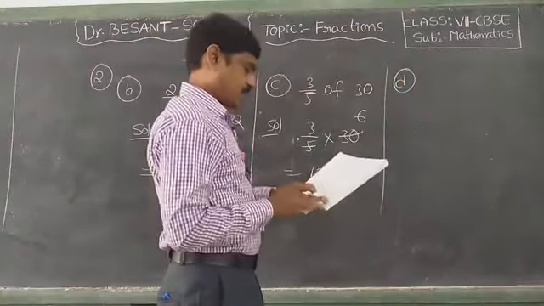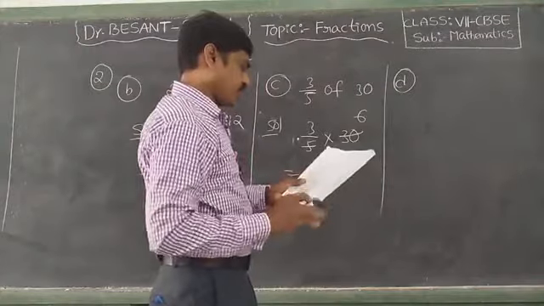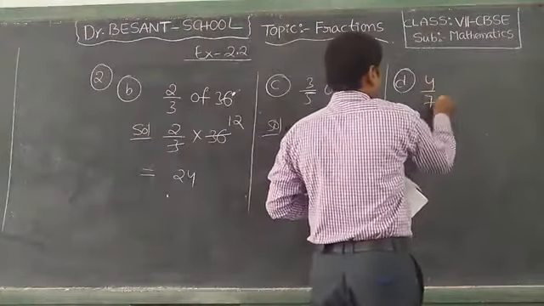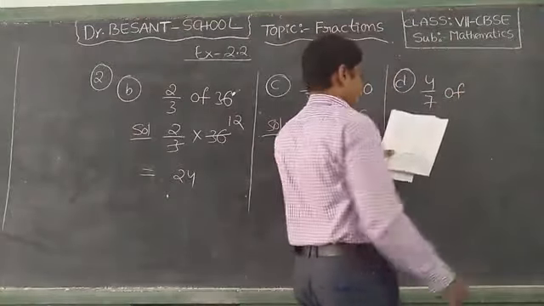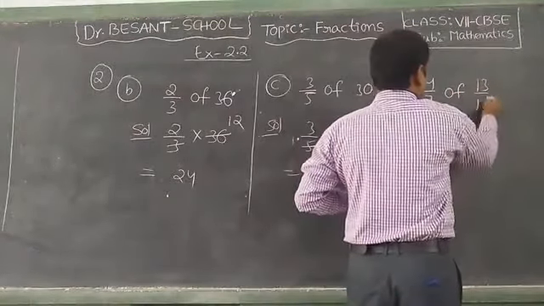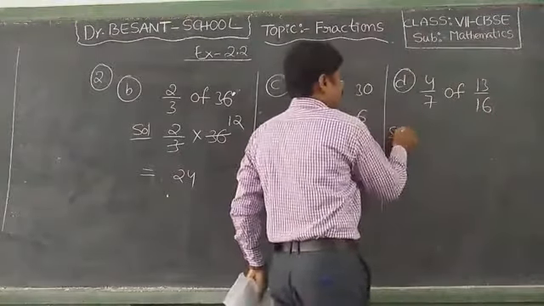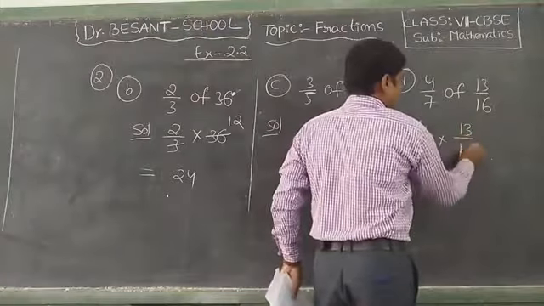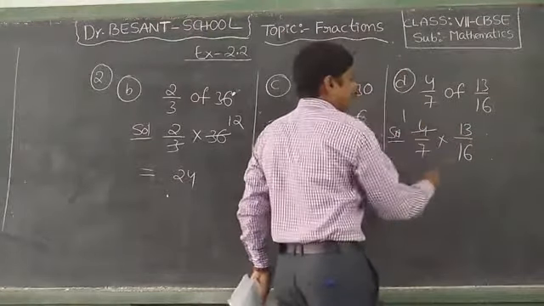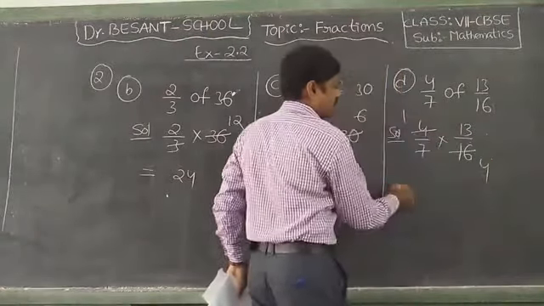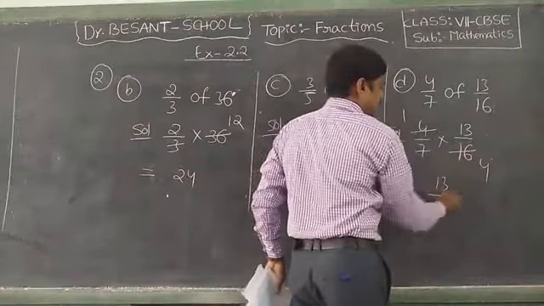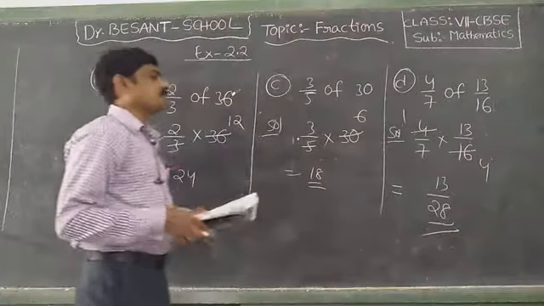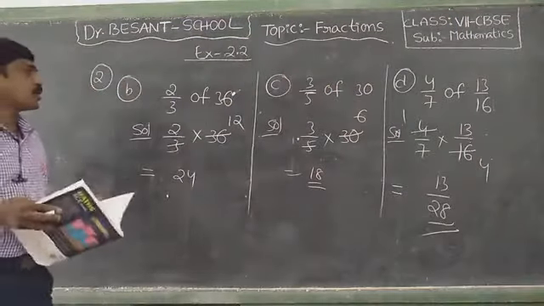Next, D: 4 by 7 of 13 by 16. So 4 by 7 of means into 13 by 16. 4 ones are 4, 4 fours are 16. So 1 thirteen is 13, 7 fours are 28. So this is the solution. Children, note down.